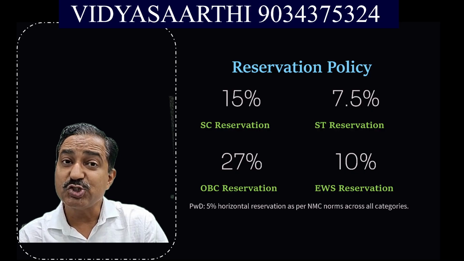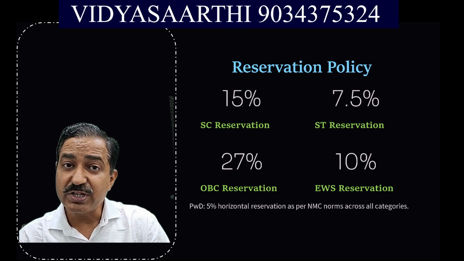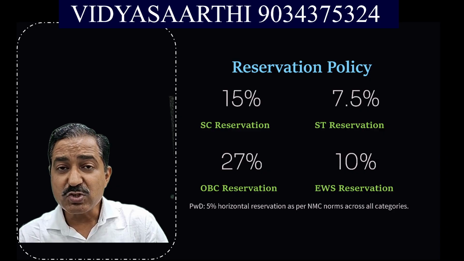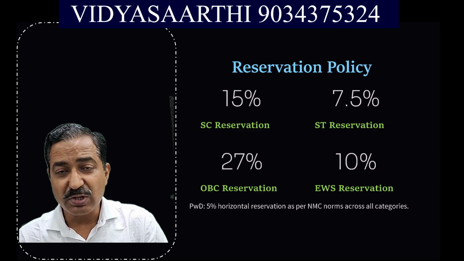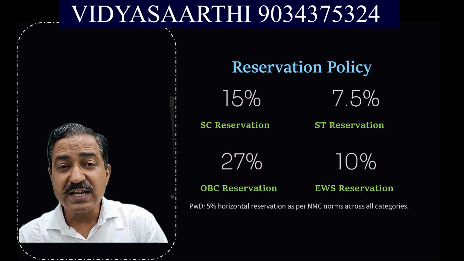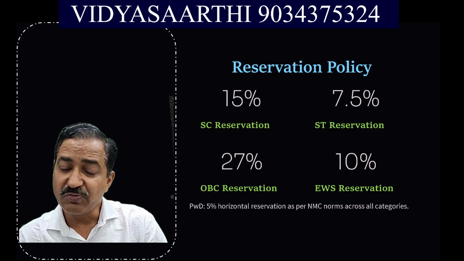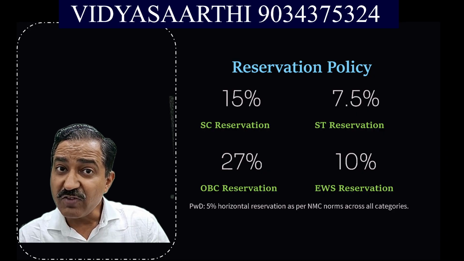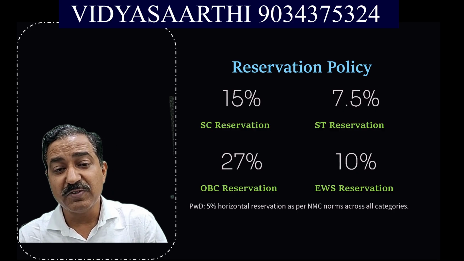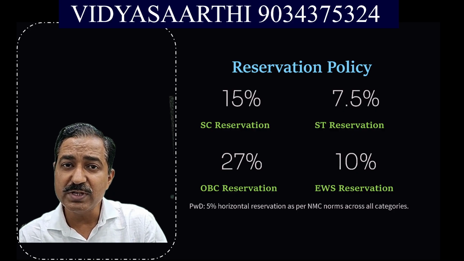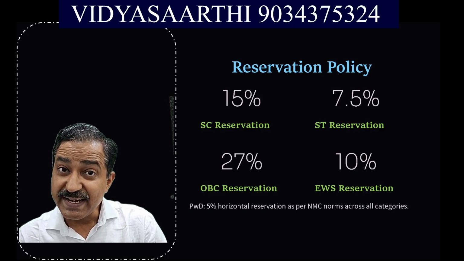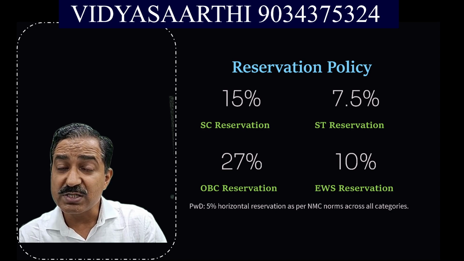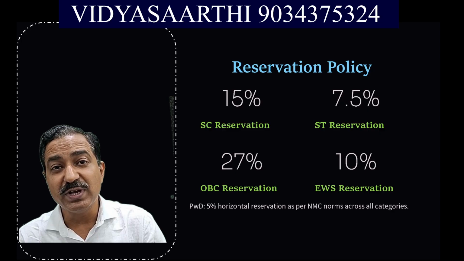But within each category, there is 5% horizontal reservation for PWD candidates. Assuming there are 1,000 seats in all India, SC candidates are going to get how much? 15% of that, 150 seats. Take 5% of that 150. It would come out to be 7.5, so rounding off to about 8. So 8 seats out of 1,000 are reserved for SC PWD candidates.